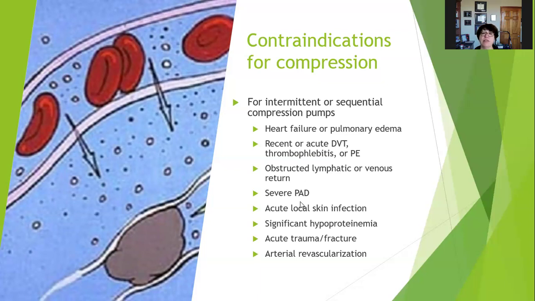Severe peripheral artery disease, because the peripheral arteries are affected and it's going to change the effect that compression has on the body. Acute local skin infection, it could be irritated by compression pumps. Significant hypoproteinemia. When you have lowered blood proteins, it affects your osmotic pressure. So your osmotic pressure is not working. You don't want to add more hydrostatic pressure because you're already out of balance. Acute trauma or fracture, I think it's obvious why you wouldn't want to use compression pumps in that case. And arterial revascularization in a healing situation.